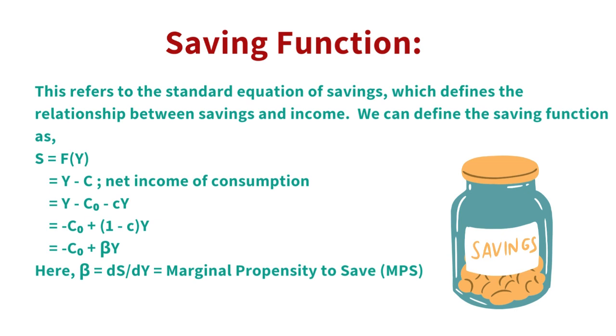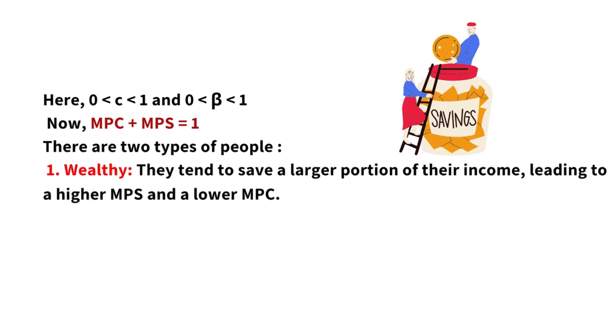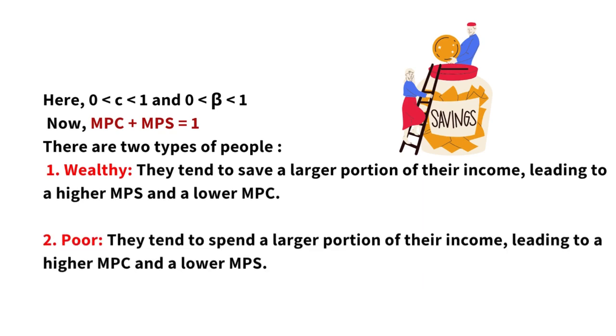Next line, we can write y minus c naught minus small c y. Next line, we can write minus c naught plus 1 minus c y. And the final line, we can write minus c naught plus beta y. Beta means marginal propensity to save. Here c is greater than 0 and less than 1, and beta is greater than 0 and less than 1. So MPC plus MPS equals 1.